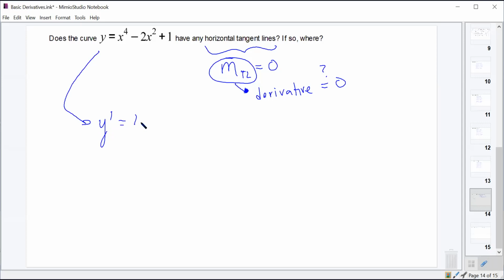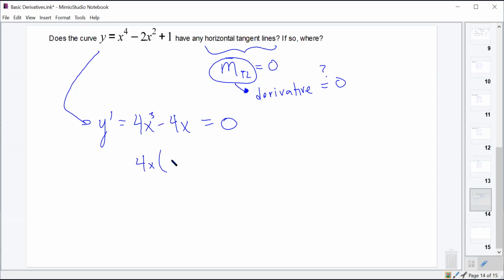Four x to the third minus 4x plus 0. Plus 0, right? We don't need to write the plus 0. Good enough. So we want to know, when does that equal 0? When does our derivative equal 0? Well, how do we solve this? Factor out the common terms of 4x, right?